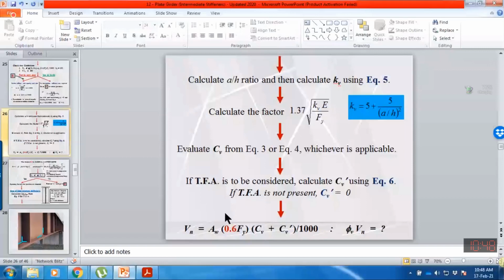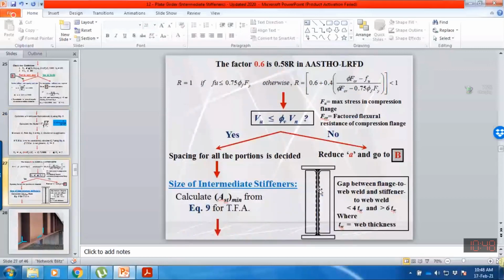So after that, AISC says that we should discontinue the intermediate stiffener from the tension flange side. So we discontinue this stiffener, and we provide a gap between 4 times the thickness of the web to 6 times the thickness of the web. Why it is provided, I will explain in the next slide.